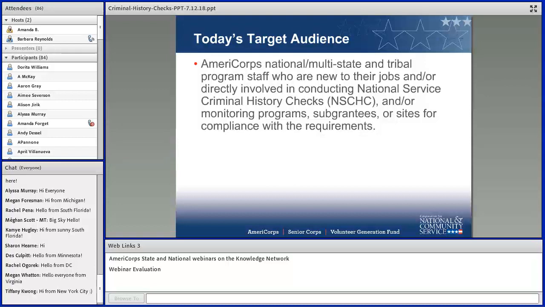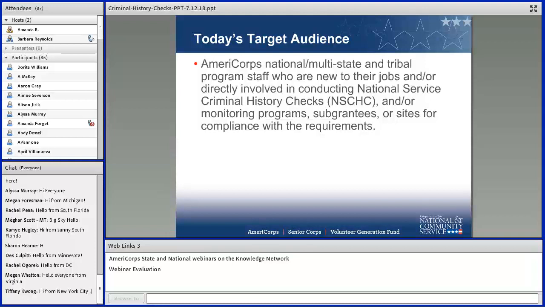have a particular responsibility or role related to the criminal history checks, like the questions in our poll at the beginning of the session indicated. We hope that the content today is going to be really relevant to you if it's your responsibility to conduct compliant checks at your program.